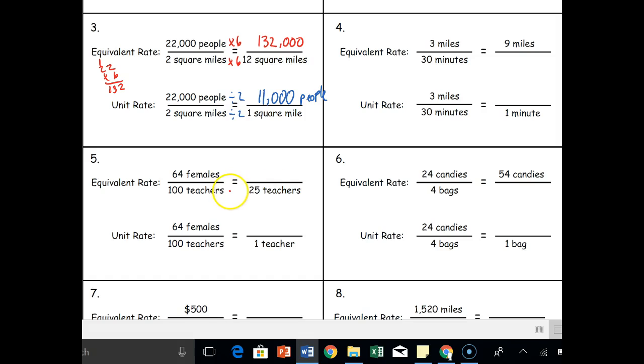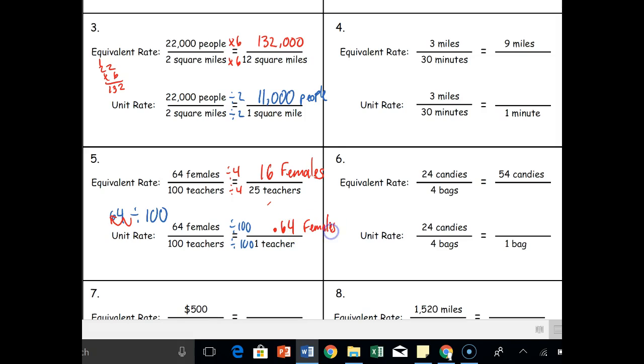So 125 is divided by 4. We'll do the same thing here, divide by 4. This is going to be 16 females for every 25 teachers. And then this one, 64 to 100. We're also going to divide. How do I get from 100 teachers to 1 teacher? That's divide by 100, right? So same thing here, divide by 100. Now, when I do 64 divided by 100, really I'm going to swoop this decimal once, twice. So really that's 0.64 females for every 1 teacher.